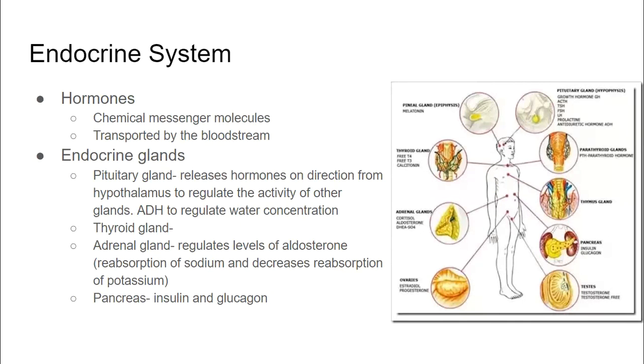When we talk about our endocrine system, we are talking about the hormones, which are chemical messenger molecules, and these are transported by the bloodstream. We have 4 endocrine glands which are really important in homeostasis. We have our pituitary gland, which releases hormones on direction from the hypothalamus, and this helps to regulate water concentration. We have our thyroid gland. We have our adrenal gland, which regulates our levels of aldosterone. And then we have our pancreas, which is responsible, like we saw in lesson 1, for insulin and glucagon production.